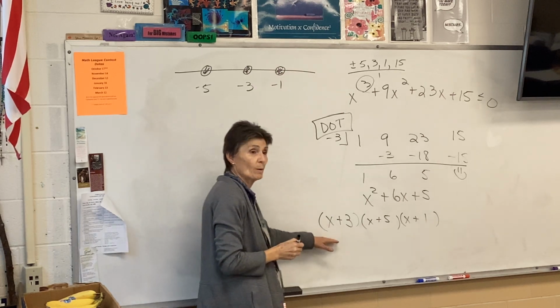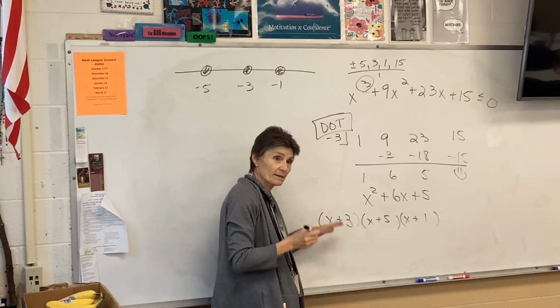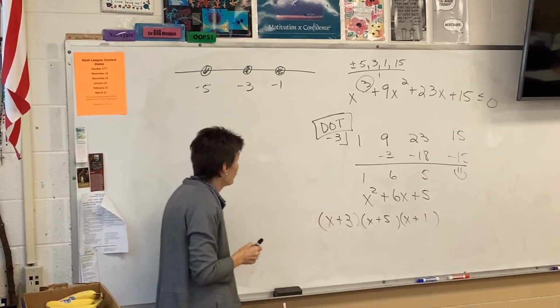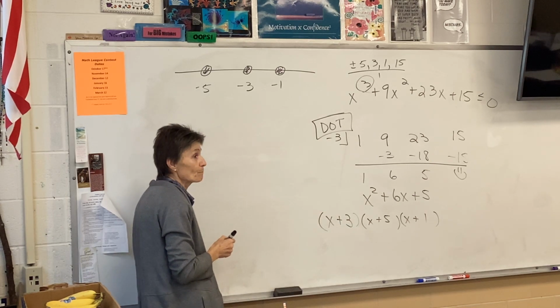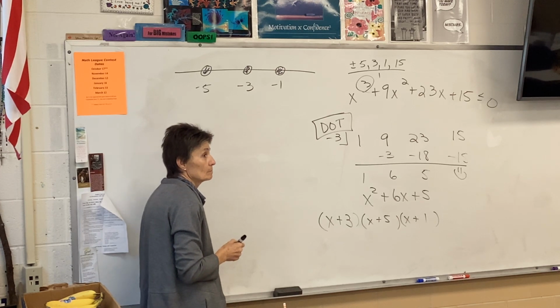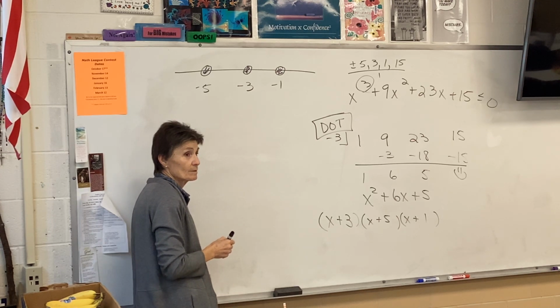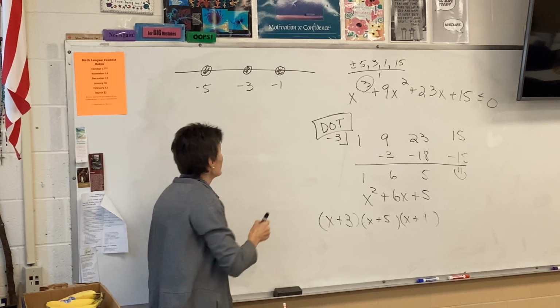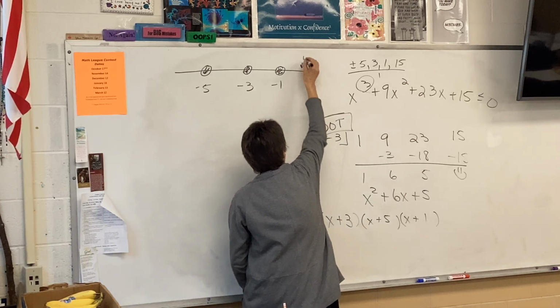Now, none of them are squared. So I can just pick one number. What would be a good number to pick? You don't have to pick negatives. One? One would be a good number to pick.